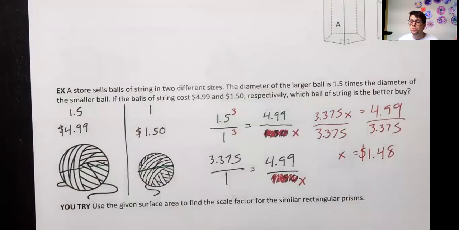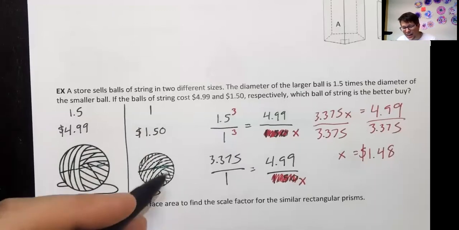But they chose not to. What they did choose to do is bump the price up a little bit and make it 2 pennies more, which is $1.50. So they're ripping you off. The amount of string that you get is worth $1.48, but they're asking you to pay extra money to get that string for the convenience of having a small ball. So this is not a good buy.